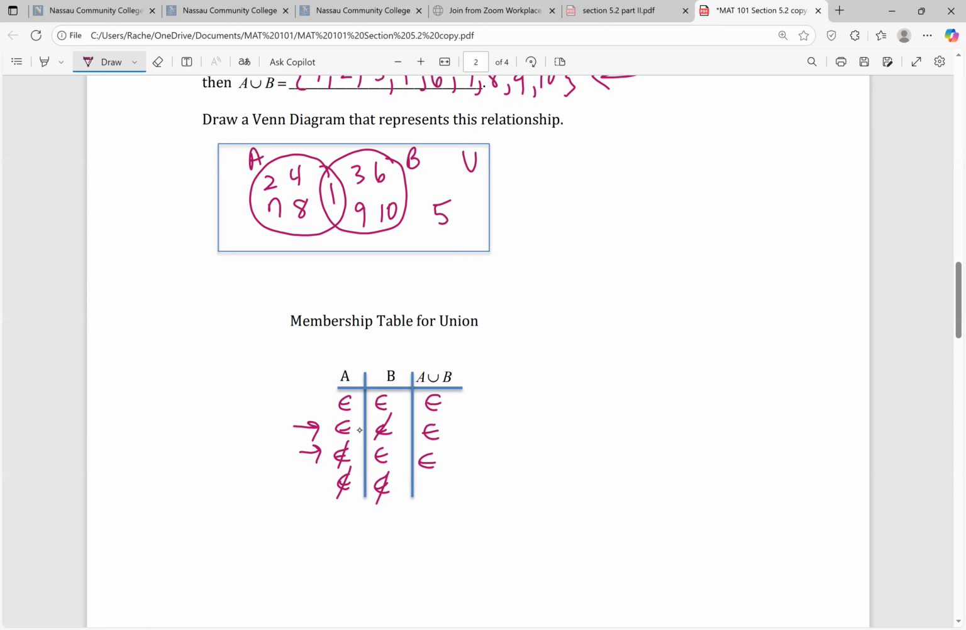The only time it's not is if it's neither an element of A or B, right? So when I go to join the sets A or B, it's not going to be an element at all because it's not an element of either set. So this reminds us of the truth table for a disjunction in logic. I just want to point that out just because it's relatable.